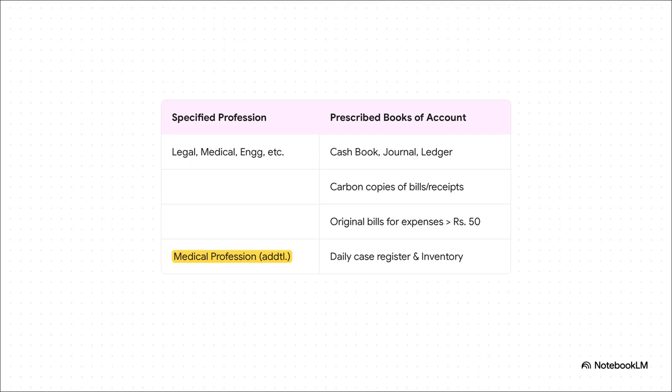Rule 6F says that if you're in what's called a specified profession, you're a lawyer, a doctor, an engineer, an architect, even an accountant, then yes, you absolutely have to keep a specific set of books once your income crosses a certain threshold. We're talking the basics here: cash book, journal, ledger. And if you're in the medical field, you have a couple of extras, like a daily case register.